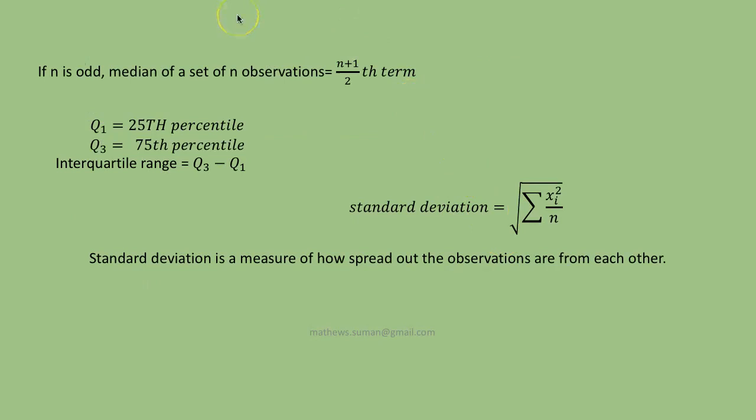If n is odd, say n is 9, the median of a set of n observations would be the n plus 1 by 2 th term. So if n is 9, the median would be the 10 by 2, that is the 5th term. Q1 stands for the 25th percentile, Q3 stands for the 75th percentile, interquartile range is Q3 minus Q1, and standard deviation is the square root of summation xi squared by n.